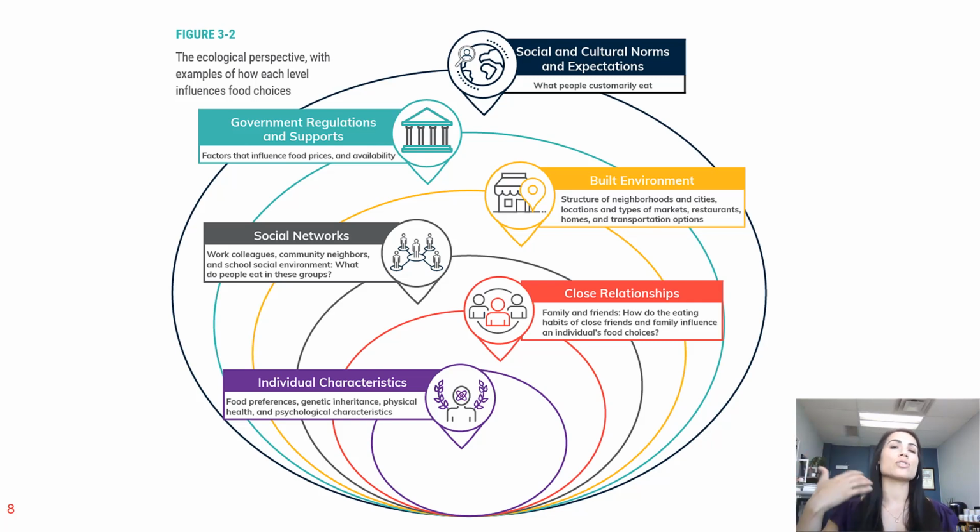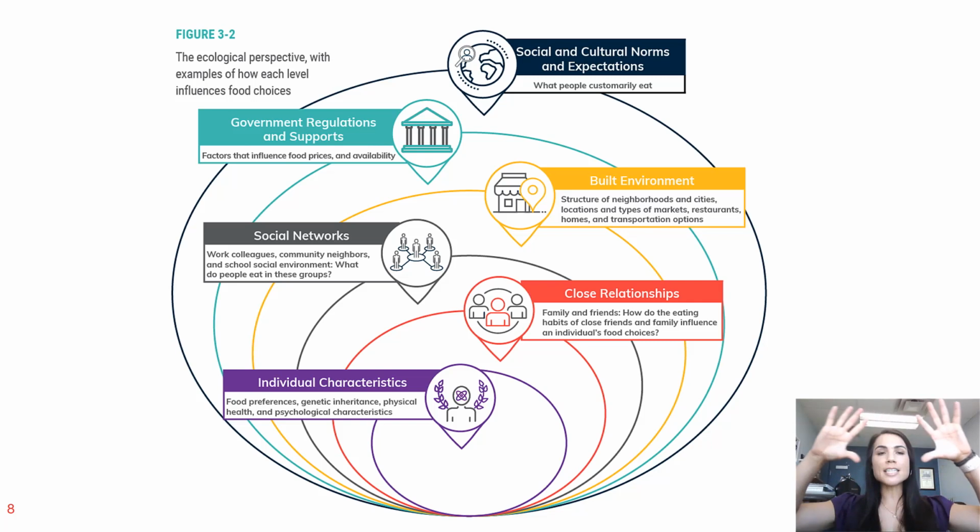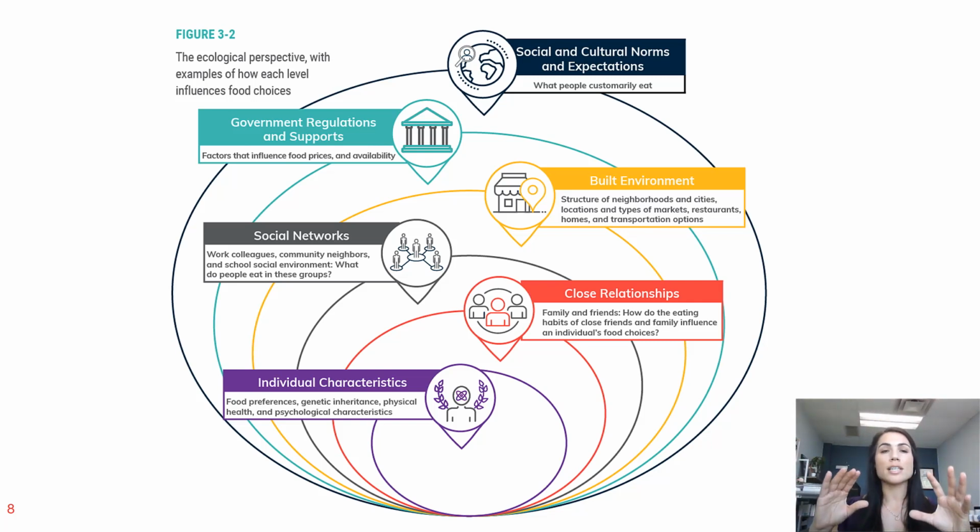And then the next level up is social and cultural norms and expectations. So what are people customarily eating? That has a lot to do with where you live. It has a lot to do with your cultural norms, your cultural background, your family. So all of these big picture things are essentially aiding and assisting the individual in the behaviors that they're engaging in.